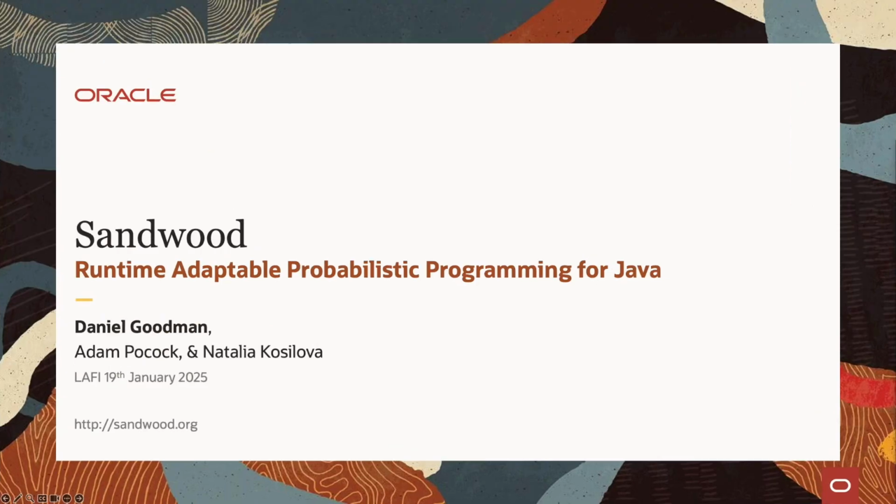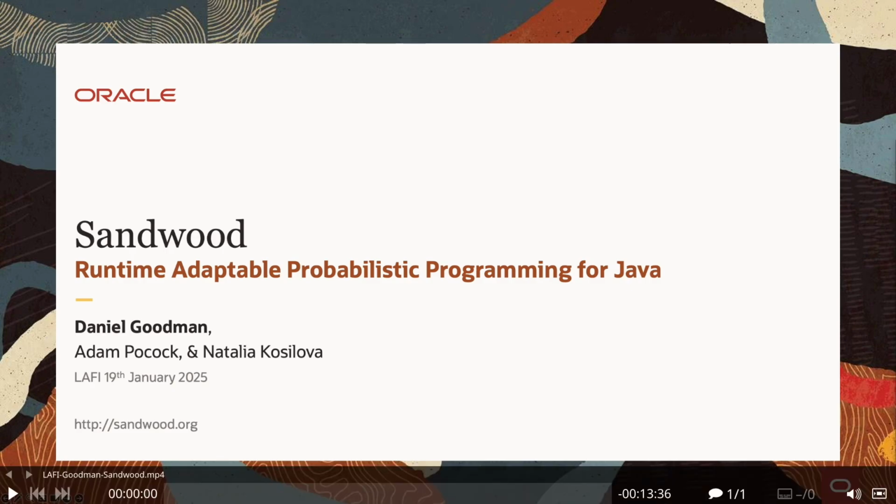And then we have our last talk of this session, which is a remote talk. We have Daniel Goodman, who's at Oracle Labs, and he'll be talking about Sandwood, Runtime Adaptable Probabilistic Programming for Java. Do we have Daniel on the remote connection? Yep.